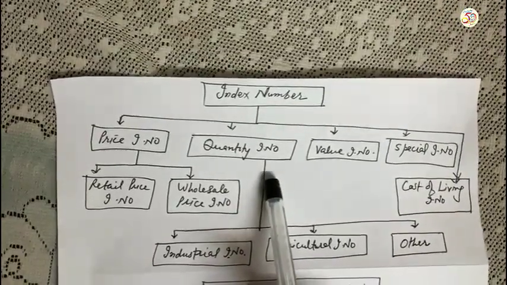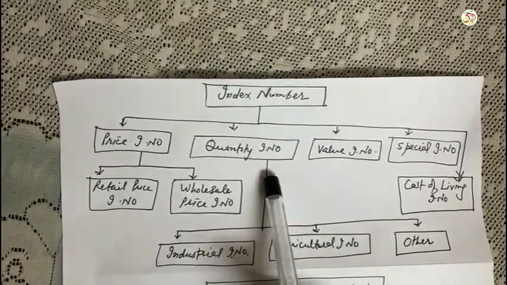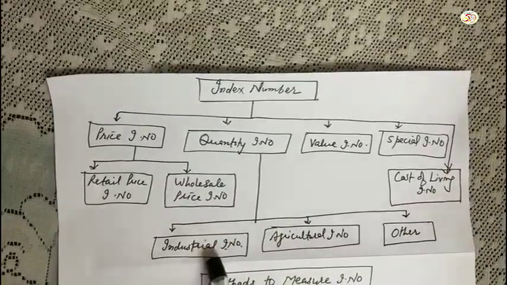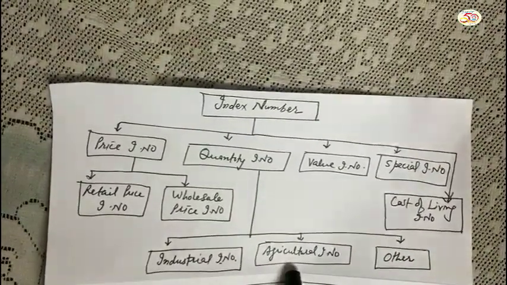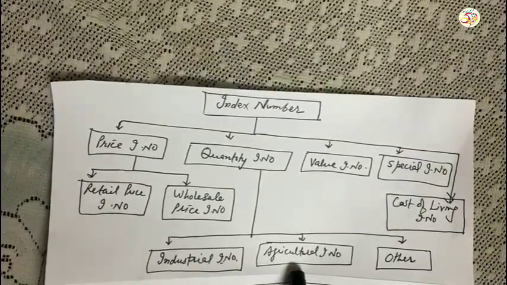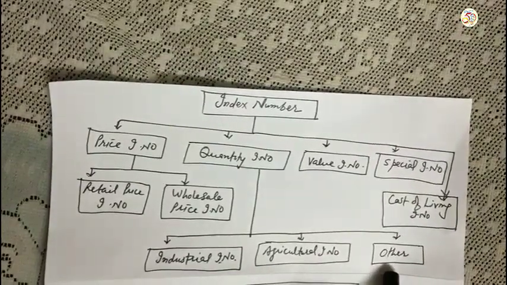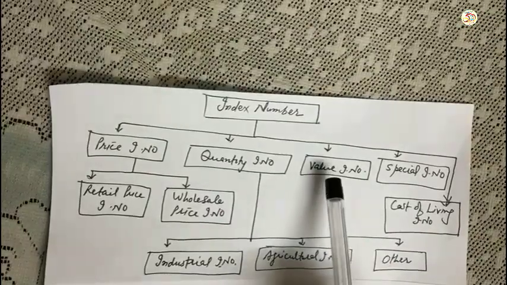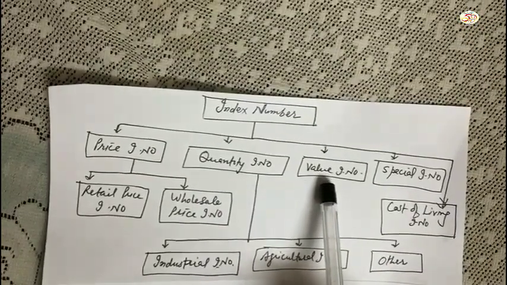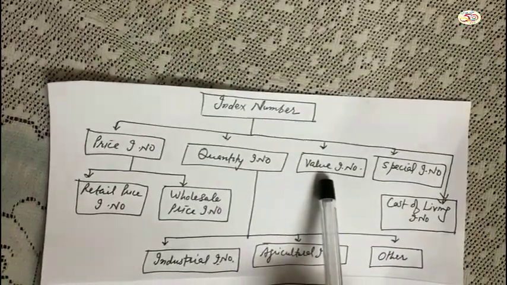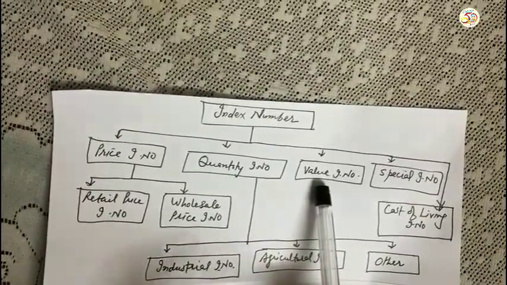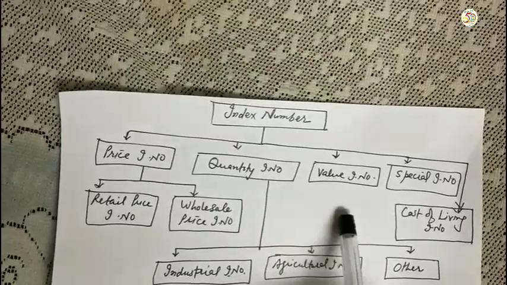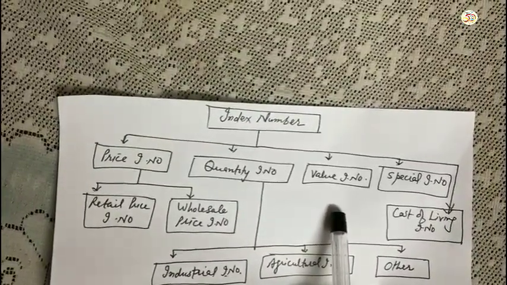Quantity index number measures relative changes in quantity. It may be an industrial index number, concerned with industrial production, or concerned with agricultural production, or some other types of production in the service sector. Thirdly, it can be value index number. Value means when we measure value in terms of money or real value. It is always measured in terms of price into quantity.